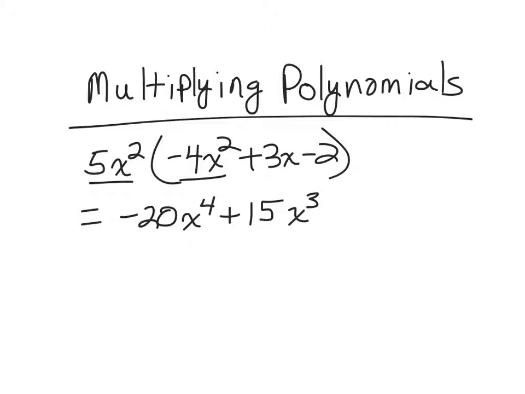Oh, okay. Now I'm with it. And 5x squared times negative 2 is negative 10x squared.